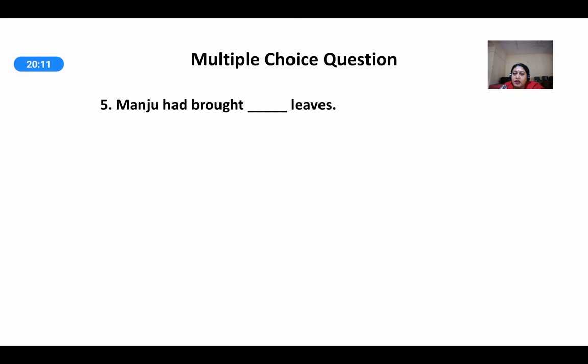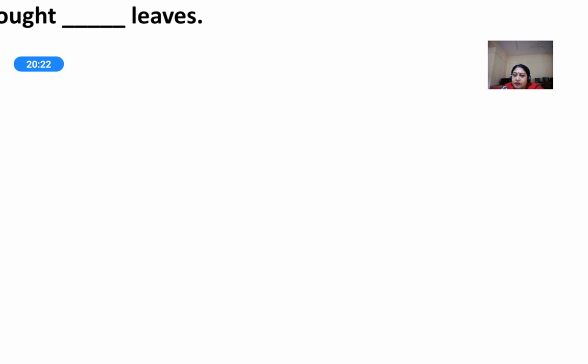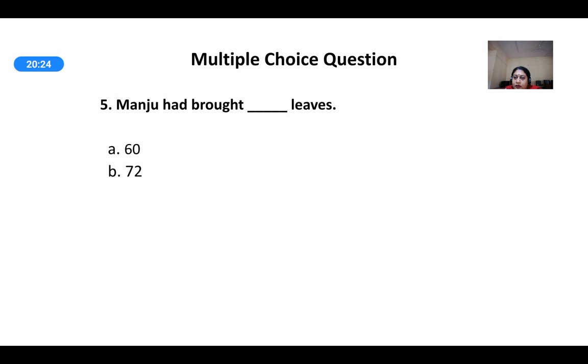Fifth question. Manju had brought blank leaves. This question pertains to the second incident of collecting leaves. How many leaves had Manju brought? 60, 72, 65, 70, and the answer is Manju had brought 70 leaves.